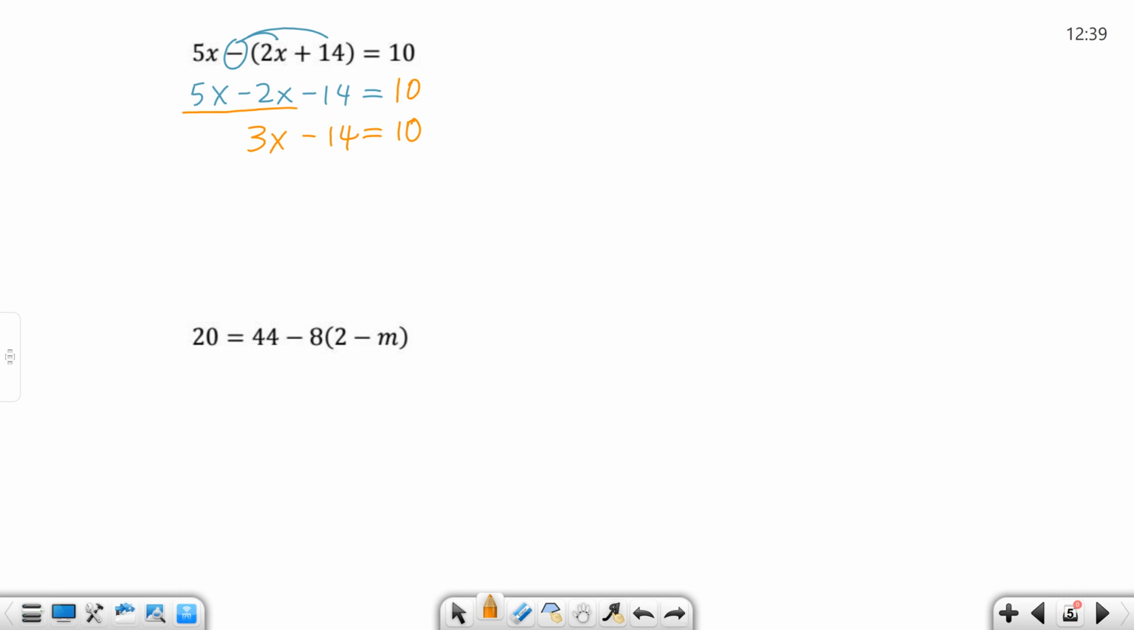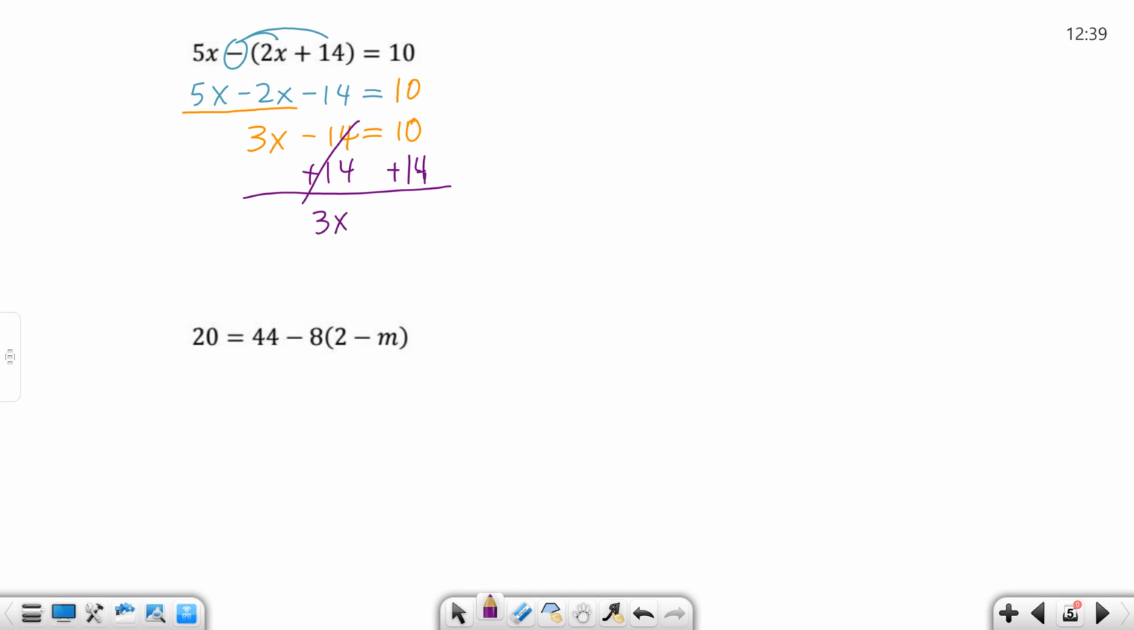Okay? So here, to solve, I want x by itself. Move the negative 14 over, right? So how do I move the negative 14 over? I add it to both sides. If I'm subtracting it, the opposite or inverse mathematical operation is to add. So the negative 14 plus 14 cancels. That's what you're trying to do, cancel that because it goes to 0.